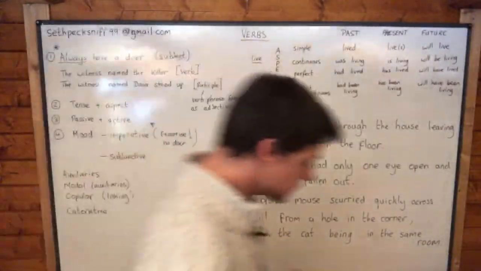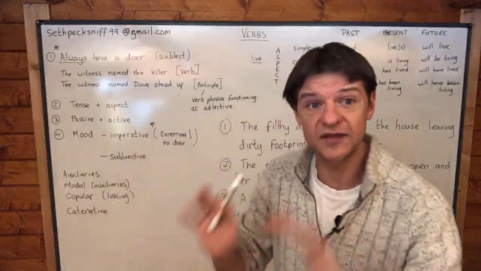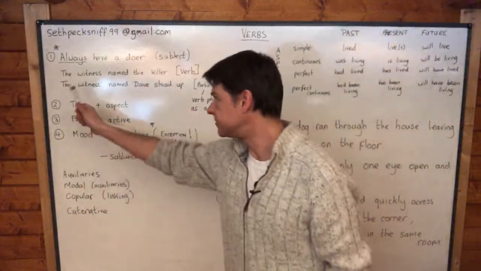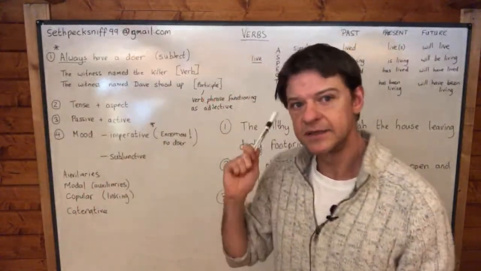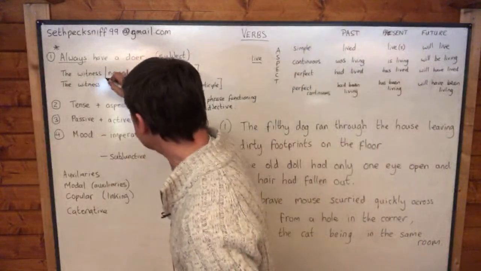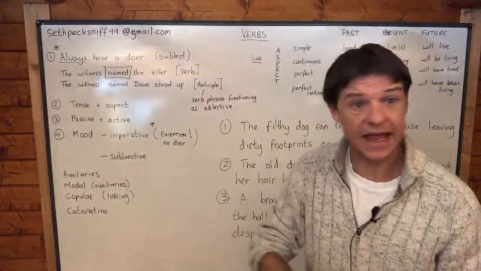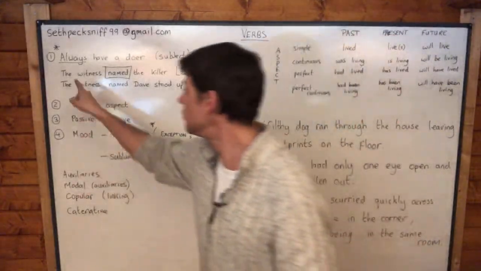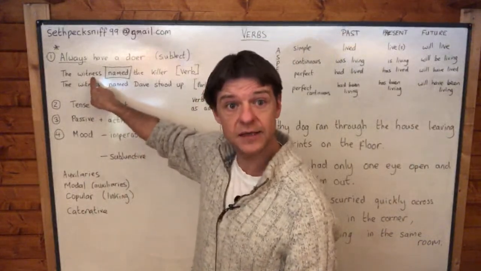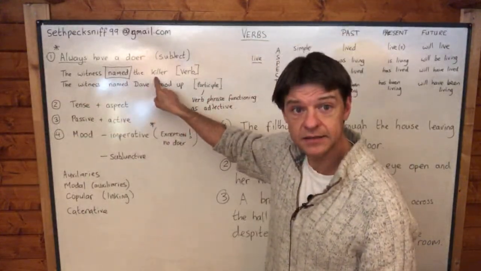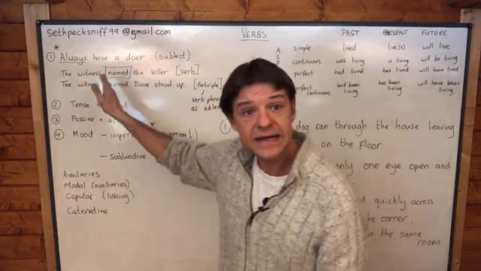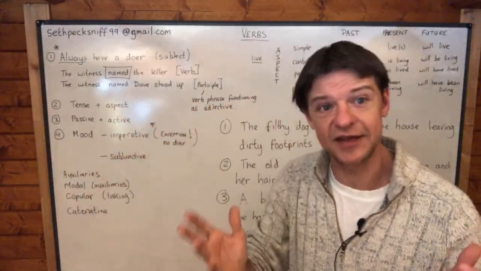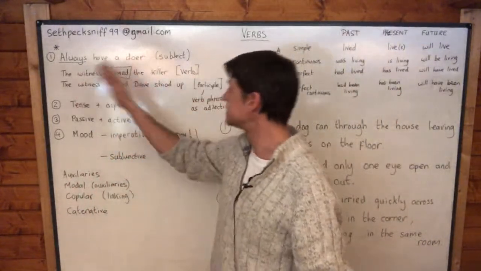Okay, so let's stick with this idea that a verb always has a doer, and if it doesn't have a doer, then it's not a verb. Here are 2 examples. The witness named the killer. This named is a verb. It has a doer. Somebody did the naming. Somebody named the killer. Who? The witness. So we call the witness subject. We call the killer object. It's the object of the verb named. And named is 100% a verb, and it's functioning in the classic way that a verb does. It has a subject and it has an object.